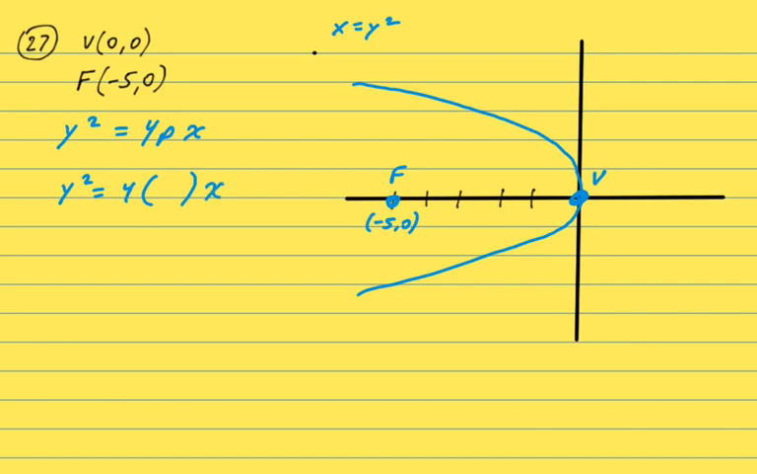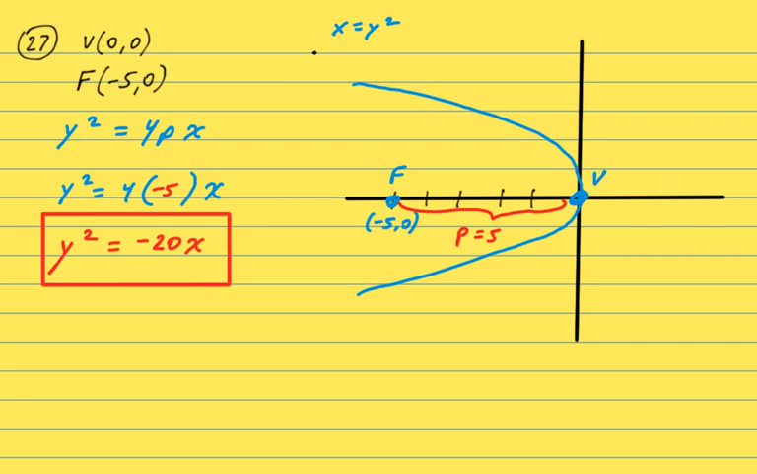P is the focal length. So this length here is p. P is 5, but because it's opening to the left, we use a negative 5. Whenever it opens to the left or down, the P is going to be negative. P is a length, however, it's negative in the formula. So my final answer is going to be y squared equals negative 20x.